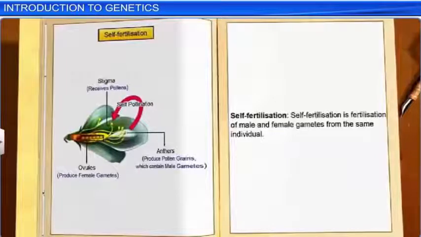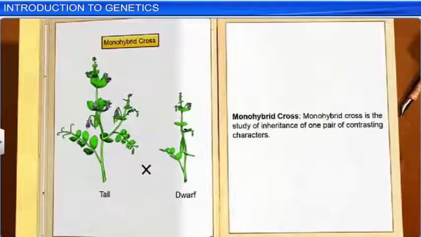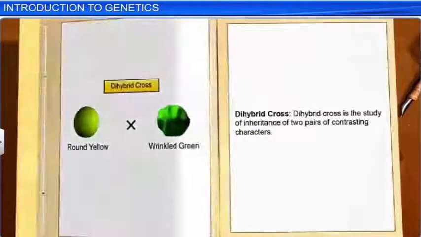Self-fertilization is the term used when fertilization takes place between male and female gametes from the same individual. The study of inheritance of one pair of contrasting characters is known as a monohybrid cross. For example, the study of inheritance of tall and dwarf plants, while the study of inheritance of two pairs of contrasting characters is known as a dihybrid cross. For example, the study of inheritance of round and yellow seeds and wrinkled and green seeds.